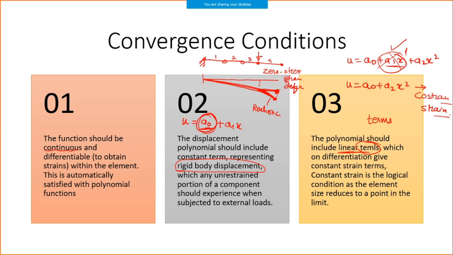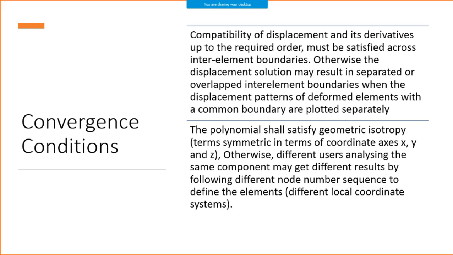If I'm not taking the linear term into account, obviously I can't get a condition in the simulation where I can have a constant strain in the element, and that is not happening in a more realistic way. Then the fourth condition is compatibility. Compatibility means, what is going to happen? If I consider one element, and this is my second element and this is my third element, this is a node where I have a common point. This is my first element and second element.